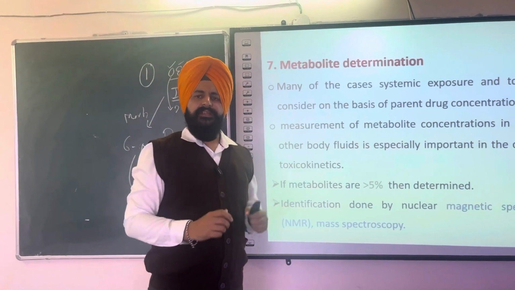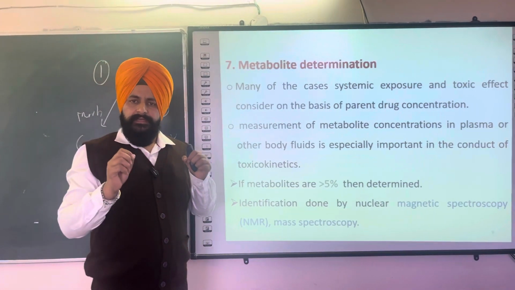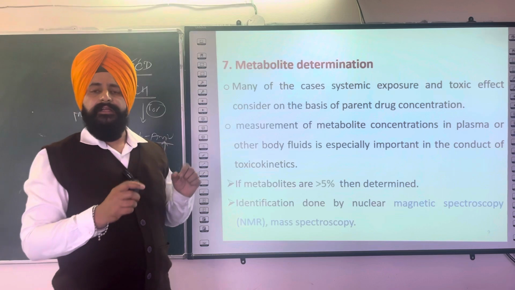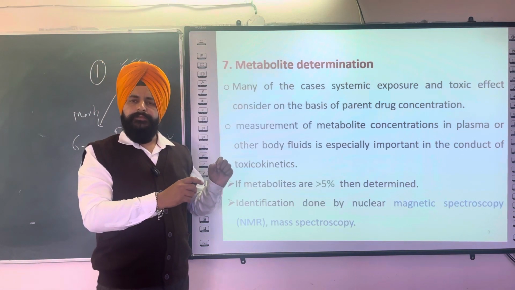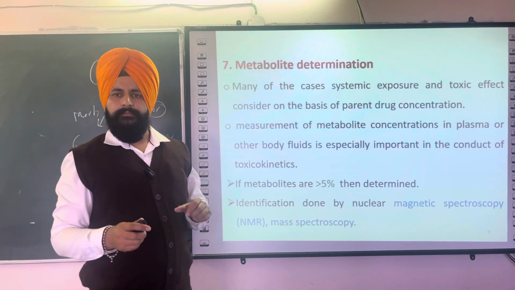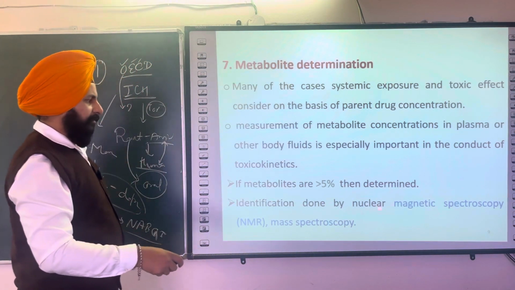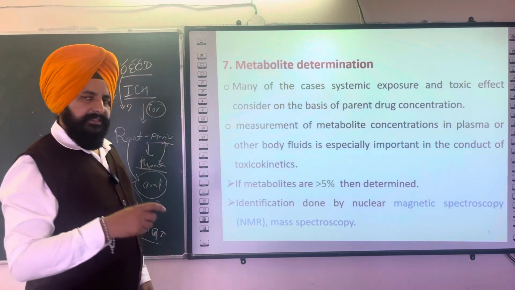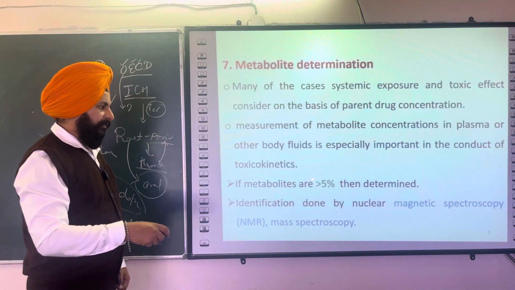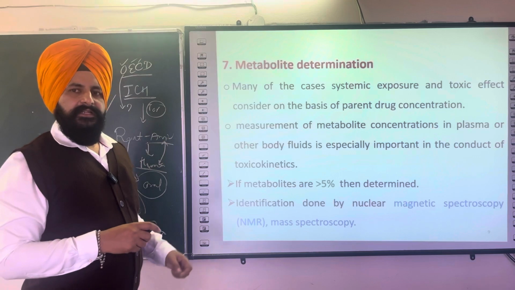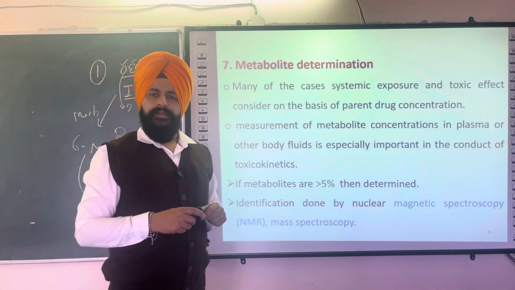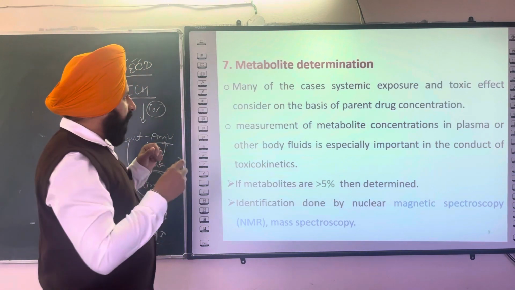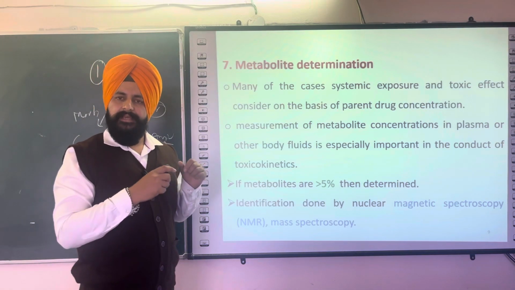So in certain cases, if you know that the metabolite of the drug is toxic, then you should find the metabolite and analyze it by using HPLC, HPTLC, mass spectroscopy, or any other method, say NMR analysis. As per OECD and ICH, if your metabolite concentration is more than 5%, then it is a must that you analyze the metabolite concentration in the blood, in the plasma of that animal. So it is a must that you do the metabolic analysis.